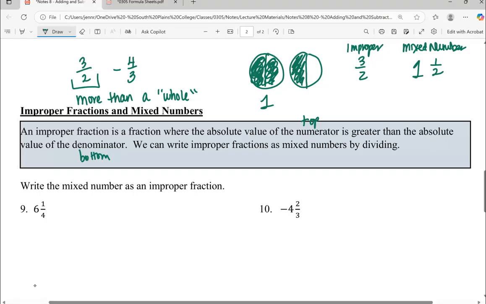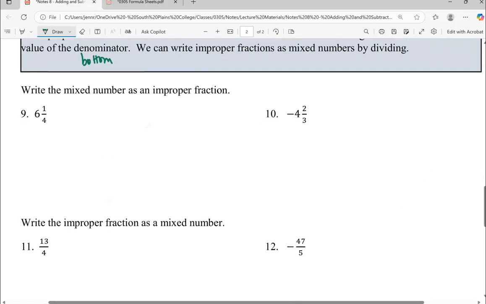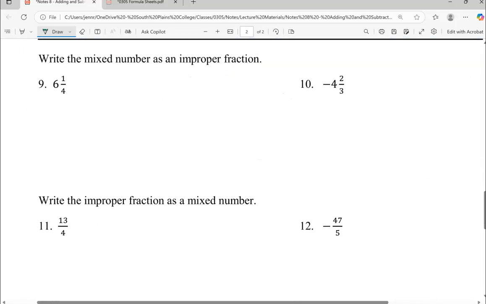So in this lesson, we're going to practice going back and forth between improper fractions and mixed numbers, or from mixed numbers to the improper fraction. So first, it says write the mixed number as an improper fraction. I'm going to go through this one time the long way, then I'm going to show you the shortcut. So this example physically means I have 1, 2, 3, 4, 5, 6 circles, and then a quarter more.